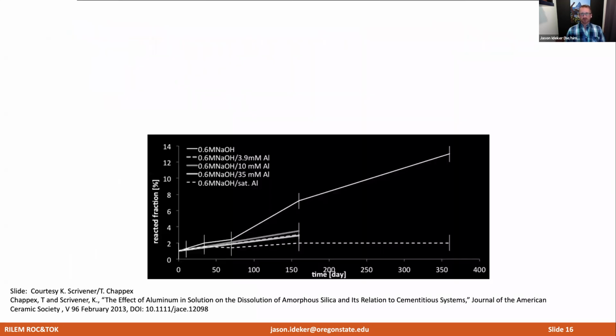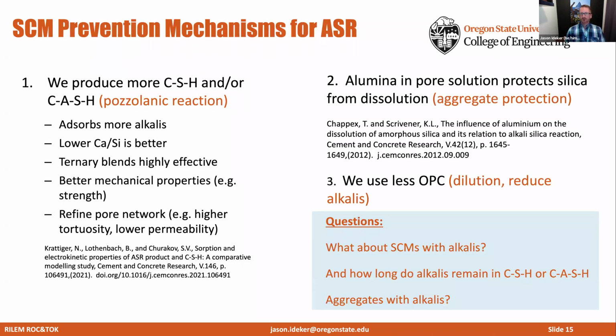But we have some questions that remain. What about SCMs with alkalis? And how long do alkalis actually remain in the C-S-H or C-A-S-H? What about aggregates that can contribute alkalis as well? So we're going to talk a little bit about this today, but these are also some questions that you may want to explore in your own research.